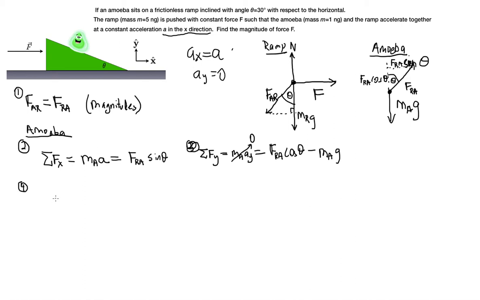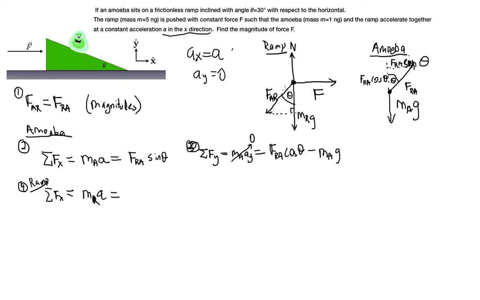So moving on, I'm going to say the sum of the forces in the x direction on the ramp. Let's be clear about where we're going here. The sum of the forces in the x direction is equal to the mass of the ramp times the acceleration. Okay, that's for the ramp. I just like saying amoeba, that must be it.